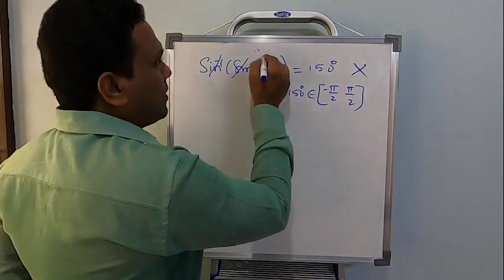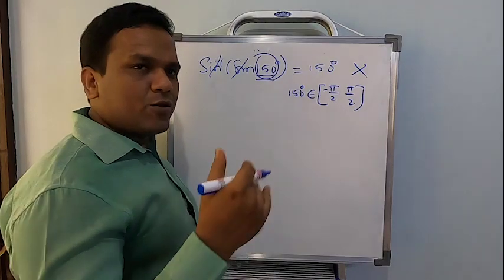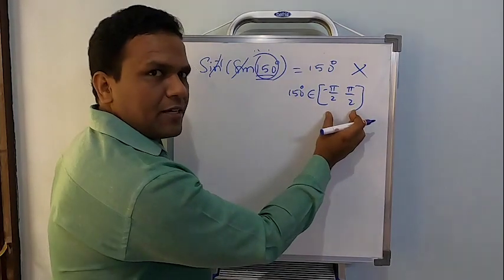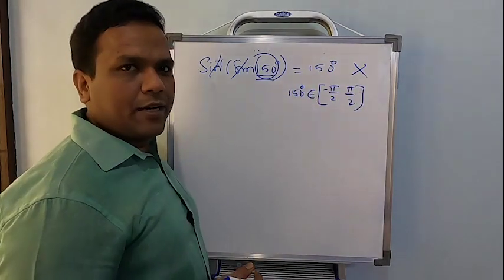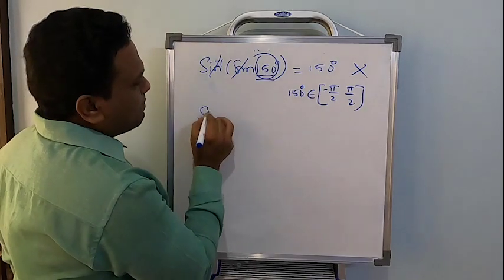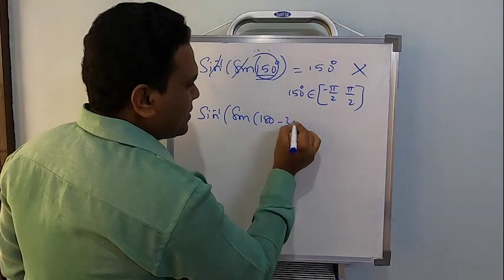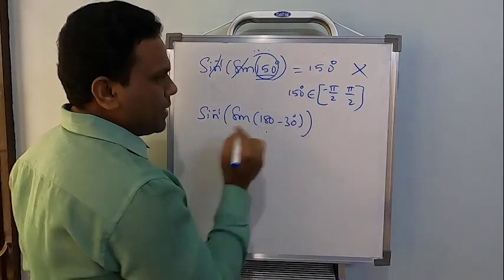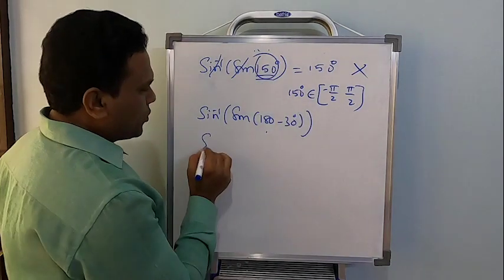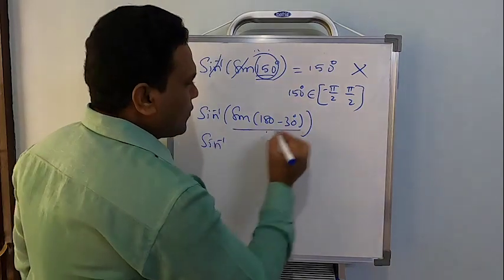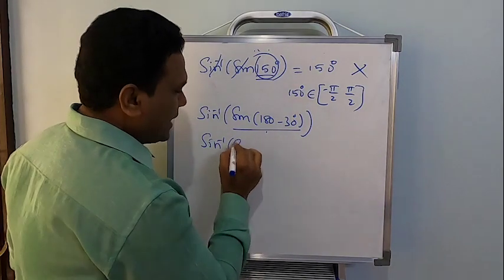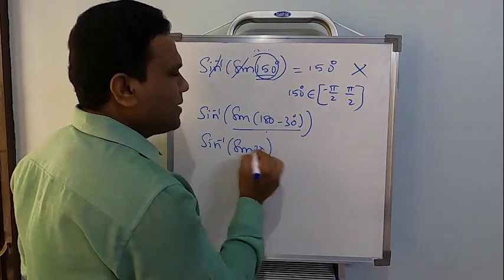So what I will do here is reduce 150 to the domain. 150 has to be reduced, then it's going to be eliminated. Now to simplify this further, sine inverse of sine of 180 minus 30. 150 can be written as 180 minus 30. So sine of 180 minus theta will be sine theta.